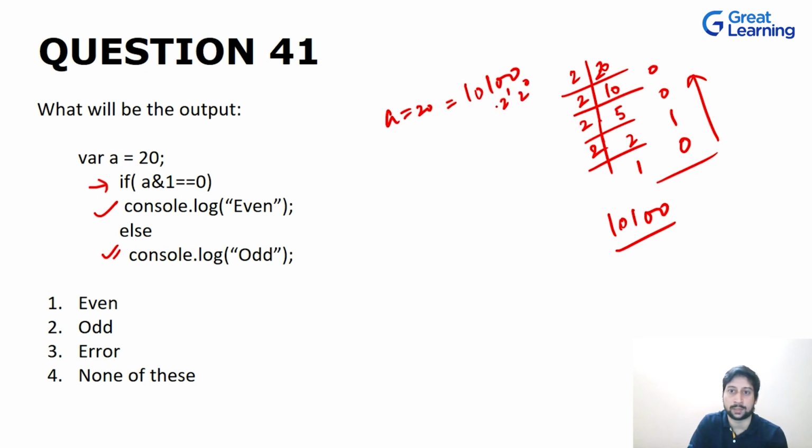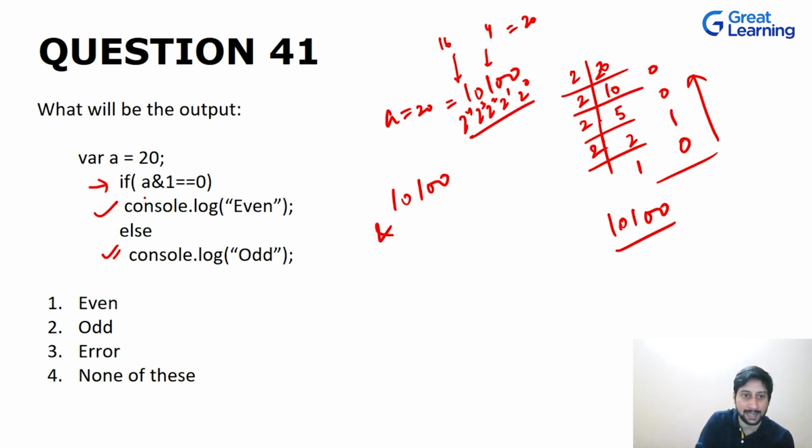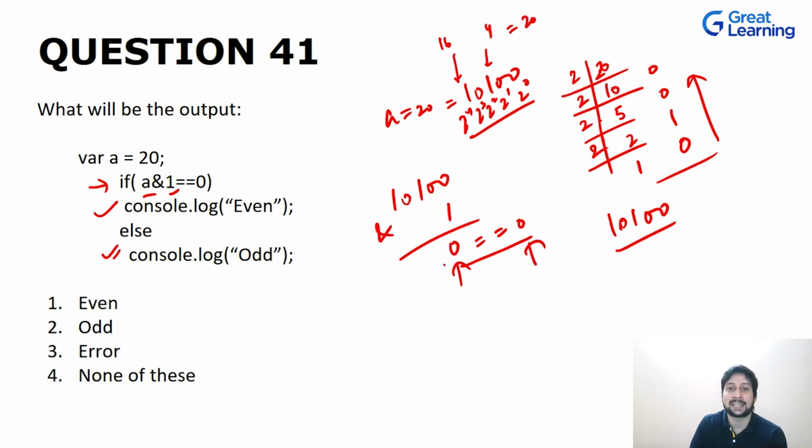2 raised power 0, 2 raised power 1, 2 raised power 2, 2 raised power 3, and 2 raised power 4. 2 raised power 4 is nothing but 16, and 2 raised power 2 is nothing but 4, which is again equal to 20. You can do it like this as well. Okay, now if you talk about this if condition, if I do a bitwise AND of a, that is 1 0 1 0 0, with 1, the resultant will be 0, and 0 is then equal to 0. That means we are checking if 0 is equal to 0, and we are only checking the value.